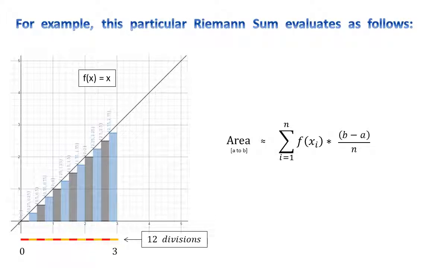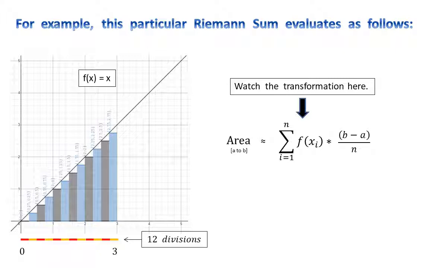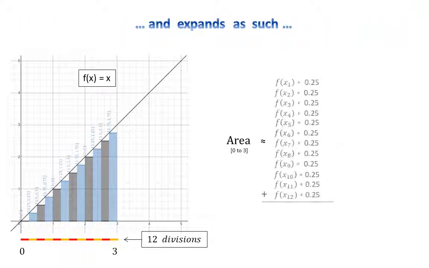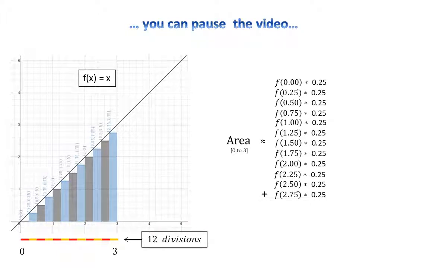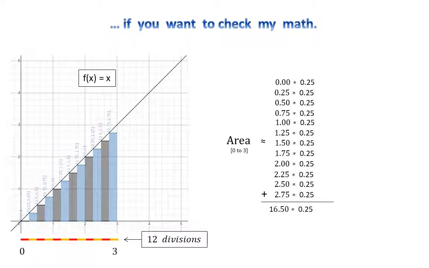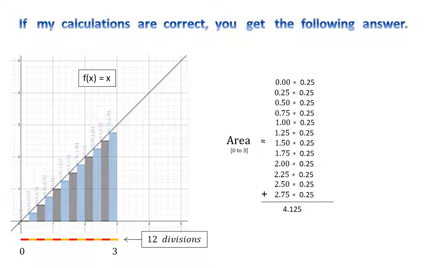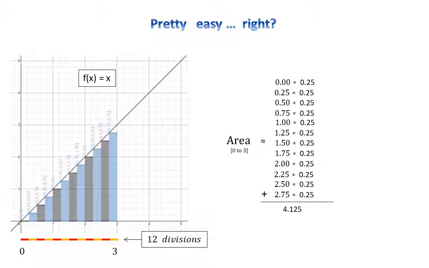For example, this particular Riemann sum evaluates as follows. And expands as such. You can pause the video if you want to check my math. If my calculations are correct, you get the following answer. Pretty easy, right?